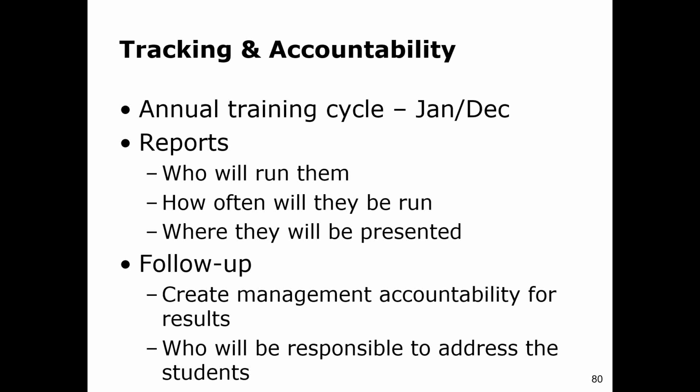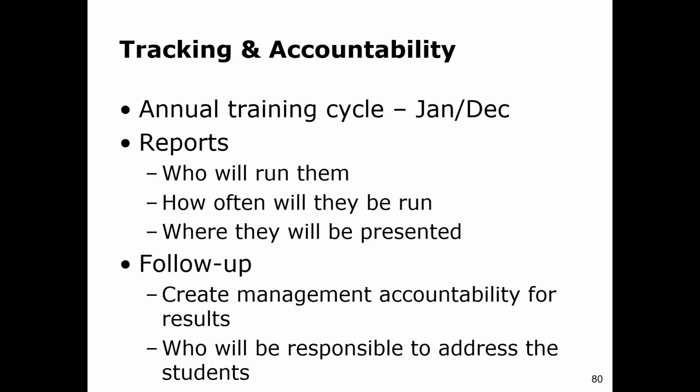But at the end of the year, for our annual training cycle, it would be December 31st, again, when we come to the end of the year. You need to be able to track, so you obviously need to run reports. You need to make sure that you know who's responsible for running the reports, and when those reports are going to be discussed, because you can have all the reports, and if you don't look at them and you don't try to understand what's going on with your training, it will be a moot point.